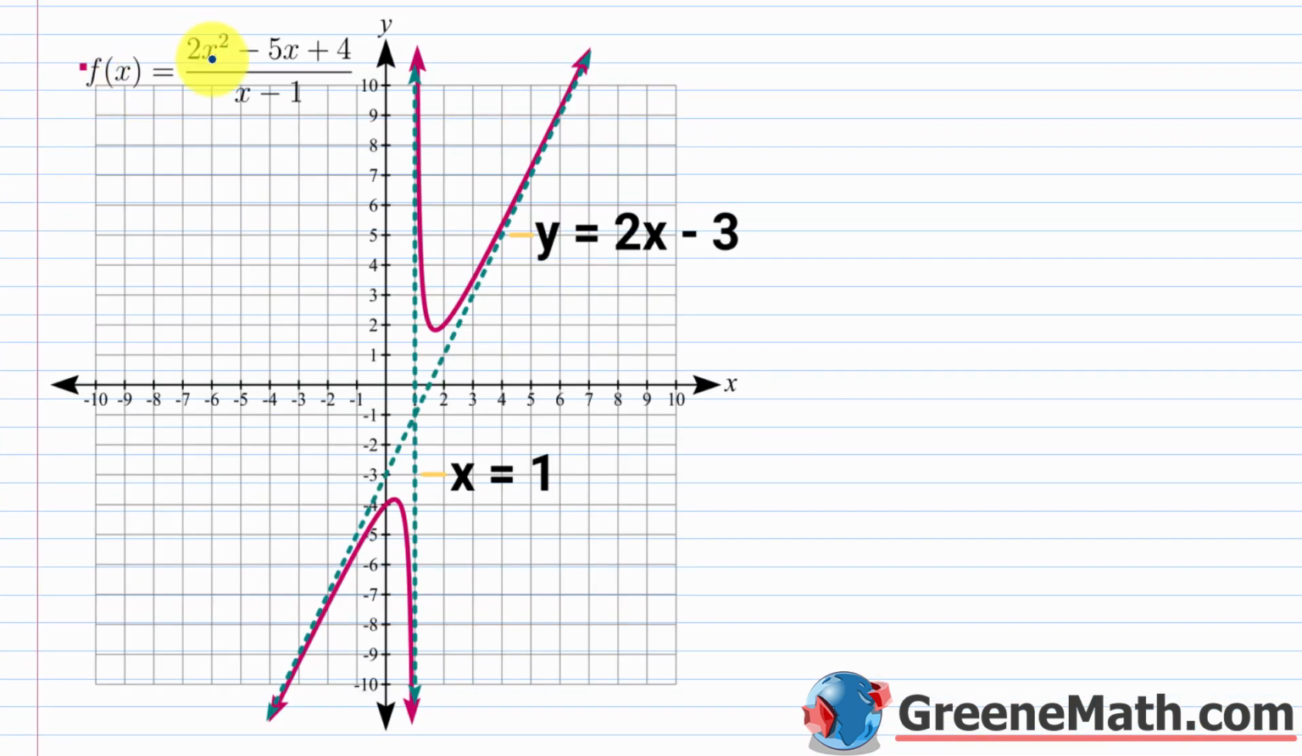This is f of x equals (2x squared minus 5x plus 4) over (x minus 1). You do have this vertical asymptote, which is x equals 1. So we have that right there. But you see that you don't have a horizontal asymptote. Now, you'll notice that I have another asymptote here, which is the line y equals 2x minus 3. I'm going to talk about where this is coming from in a moment. This is called a slant asymptote. Some people also refer to this as an oblique asymptote, but I'm just going to call it a slant asymptote.